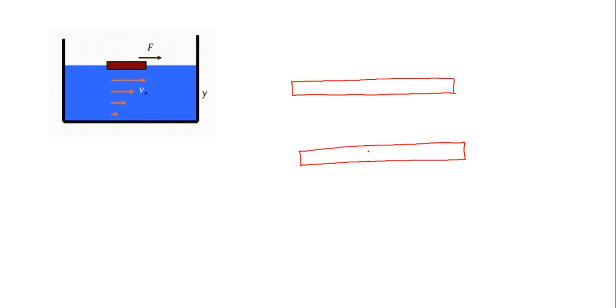We will consider two surfaces. Here the bottom surface is fixed, the top surface is able to move. This is a movable surface. Okay, and now we are applying a particular force on the top surface such that the surface is able to move with a certain velocity v. And since the bottom surface is fixed, the velocity will be 0 here.